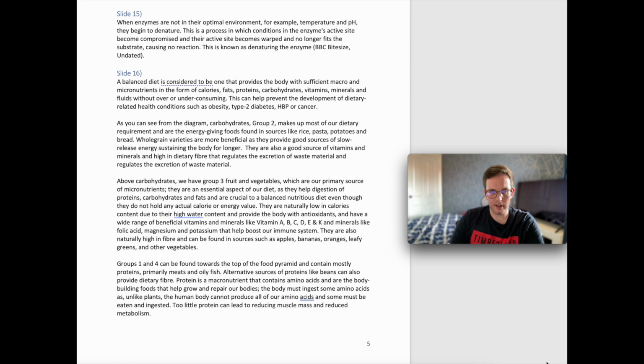Above carbohydrates, we have group 3, fruits and vegetables, which are our primary source of micronutrients. They're an essential aspect of our diet as they help digestion of proteins, carbohydrates, and fats, and are crucial to a balanced nutritional diet, even though they do not hold any actual calorie or energy value.